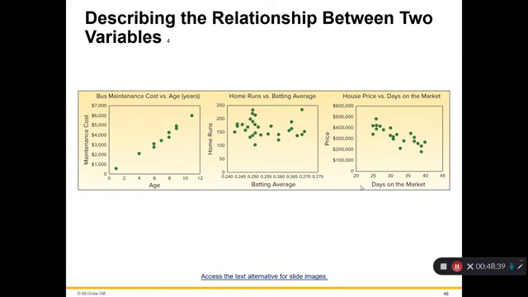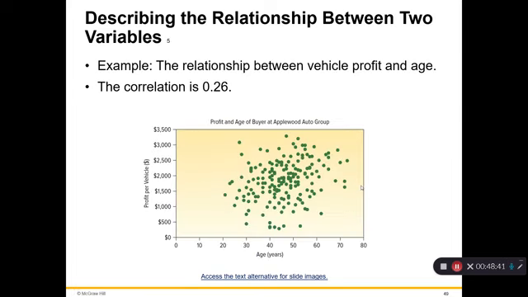This is again revisiting the same thing. As you can see here, there's no correlation, and the correlation is 0.26, which is very close to 0.